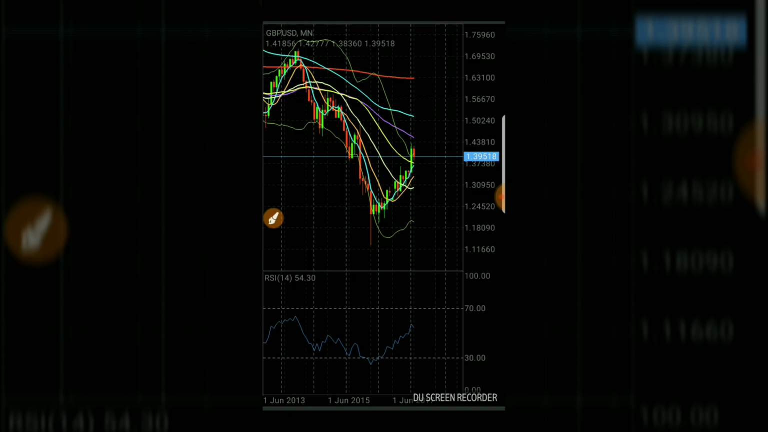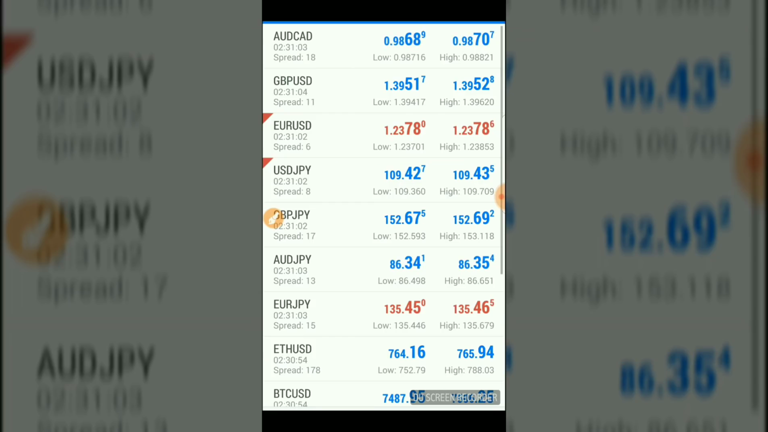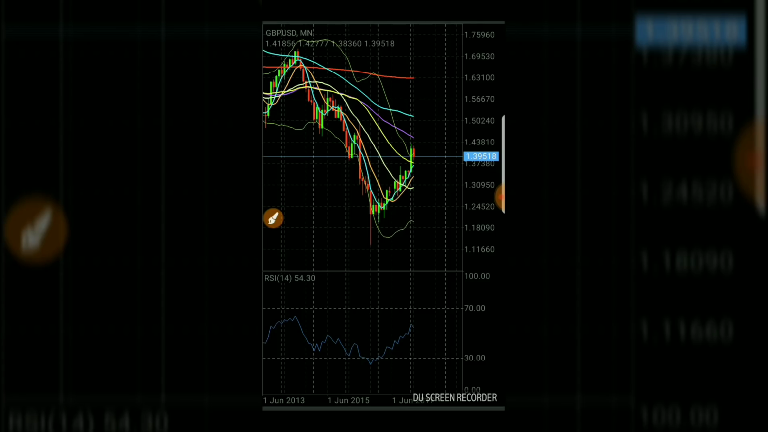Now, what we are looking at, I'm going to show you what the GBP US dollar is doing. That's the British pound US dollar. And then I'm going to go right down the list. So GBPUSD, EURUSD, USDJPY, GBPJPY, AUDJPY, and EURJPY. 6 pairs. We're going to start with the British pound US dollar.